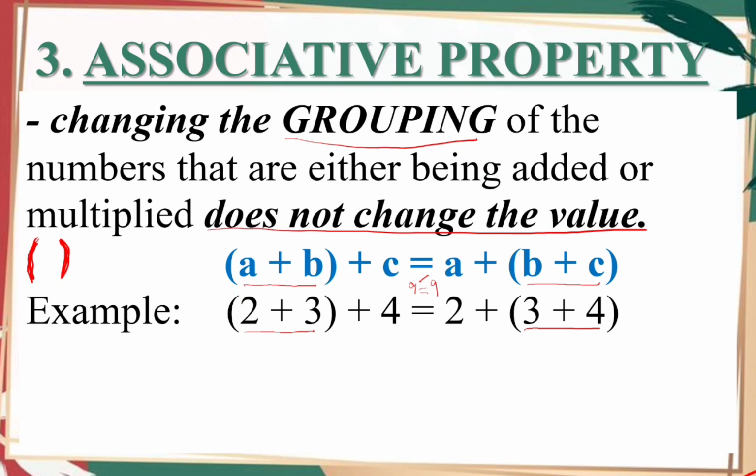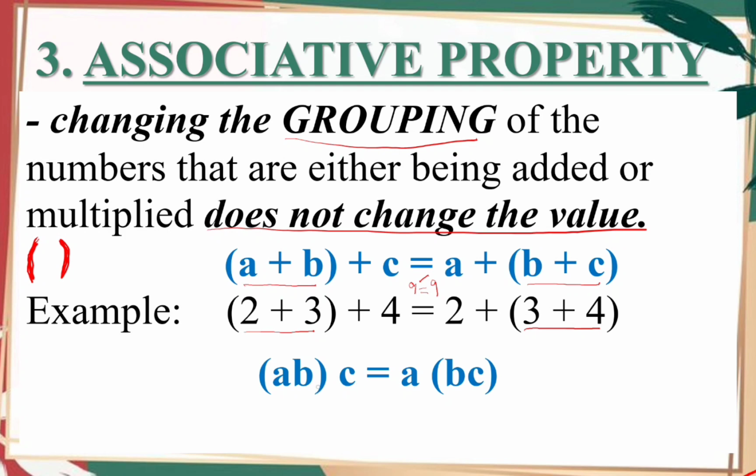So, ibig sabihin, kahit palitan natin yung grouping sa mga numbers, same pa din ang magiging sagot, hindi magbabago. Ang nagbago lang ay yung groupings. Okay, next is the associative property and multiplication. So, in here, we have A times B times C is just equal with A times B times C.